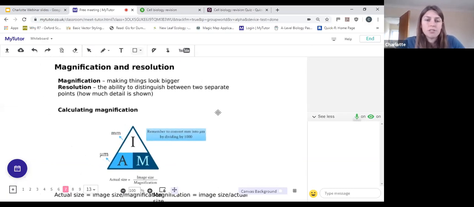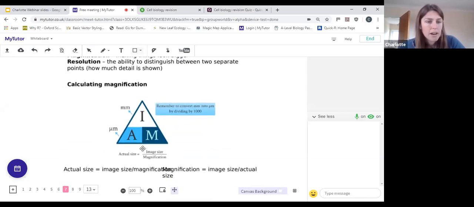Magnification and resolution. We've kind of covered this. So magnification is making things look bigger, whereas resolution is your ability to distinguish between two separate points. So how much detail is shown.